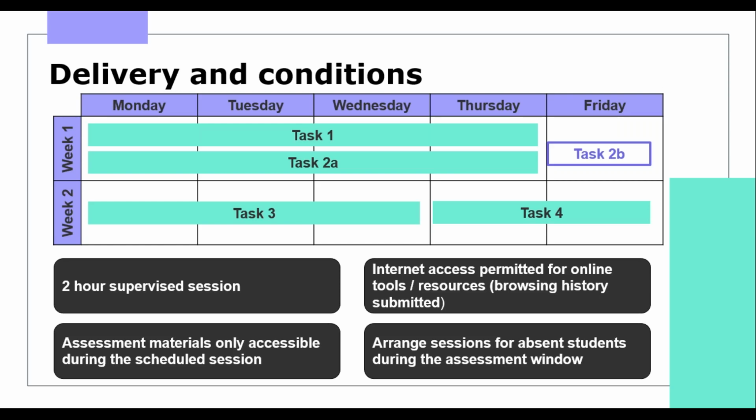Internet access is permitted for limited purposes, such as access to online word processing applications or other suitable software with a copy of the student's browsing history. You must ensure that privacy mode has been disabled, with policies applied to prevent students from deleting their own browsing history. If a student misses task 3, then you can rearrange a new session within the second assessment window and before the students sit task 4.